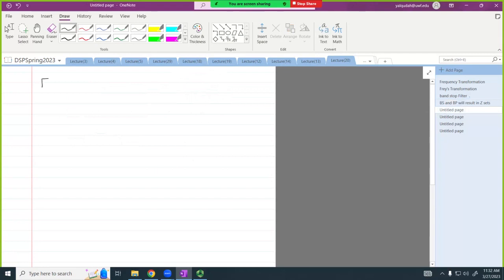So in this example, we're going to design a high-pass filter that is Butterworth and using bilinear transformation. And the specifications for the filter are as follows.